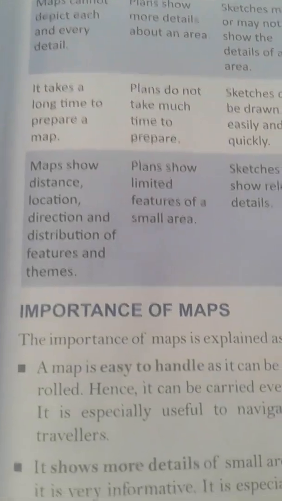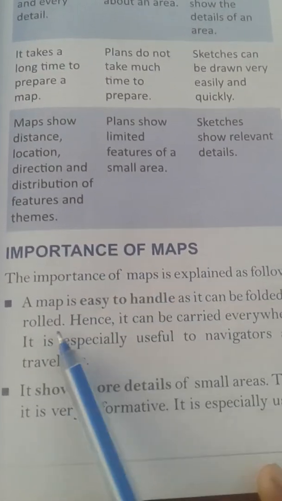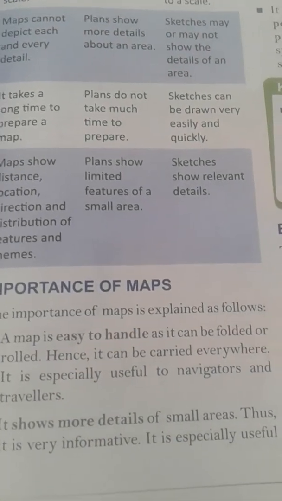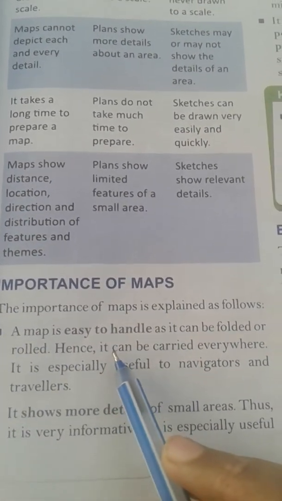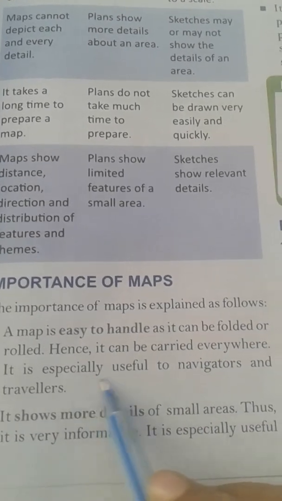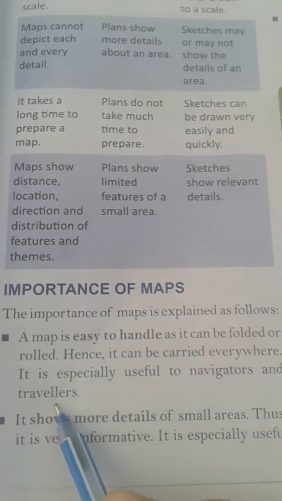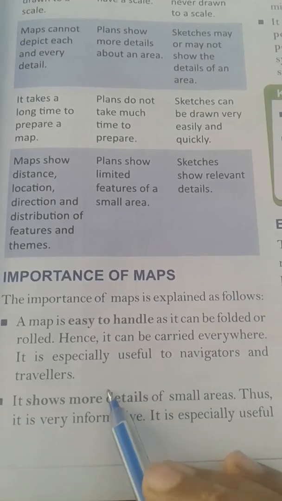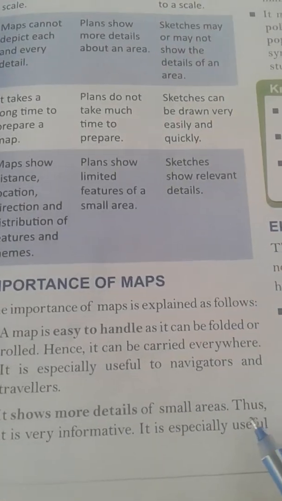Now next is the importance of maps. What is the importance of a map? A map is easy to handle, like we can hold it easily. It can be folded or rolled up. Hence we can carry it everywhere. And it is especially useful for navigators and travelers. Next, it shows important details of a small area, so it is very informative.